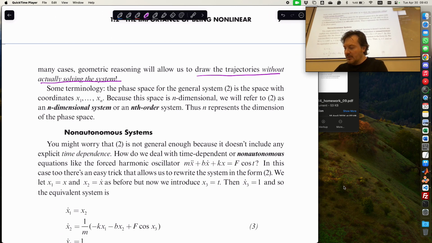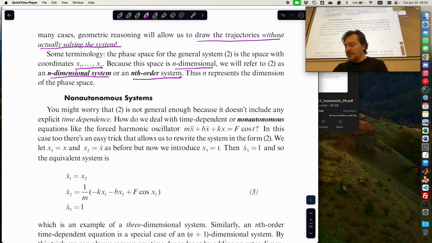Okay. Some terminology. The phase space for a general system is the space with coordinates x1, x2, x3, ..., xn. Because this space is n-dimensional, we will refer to that equation as an n-dimensional system or nth order system.